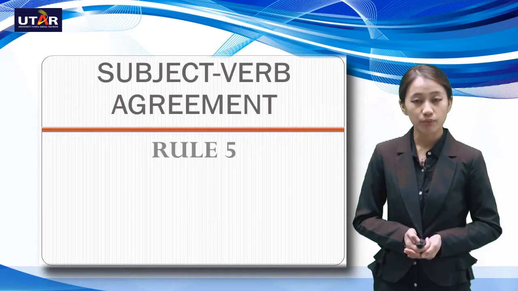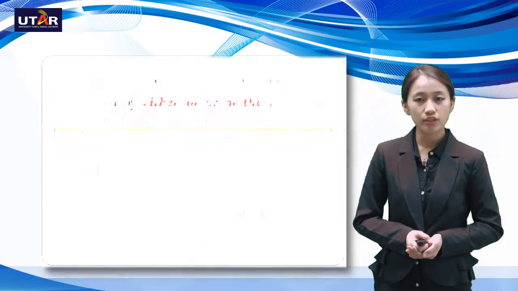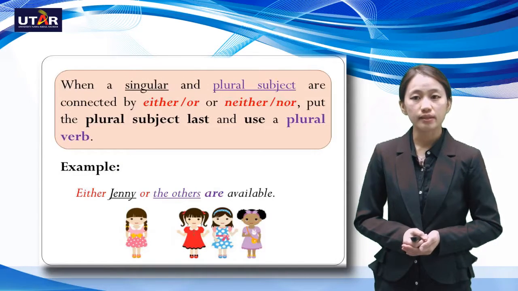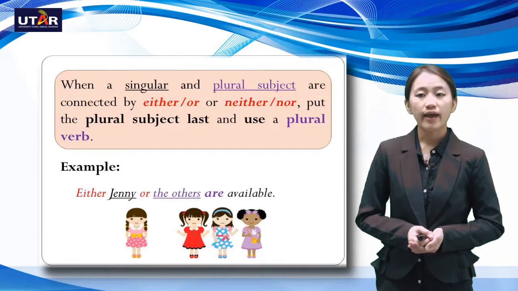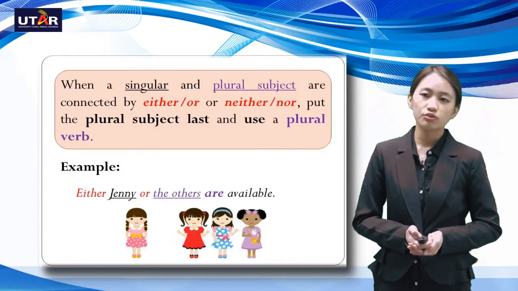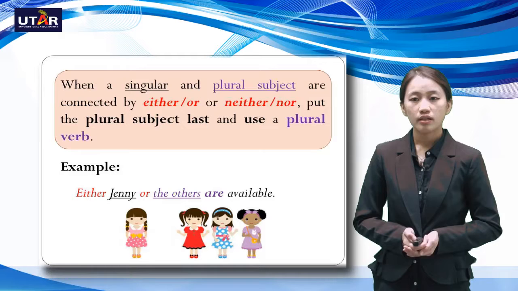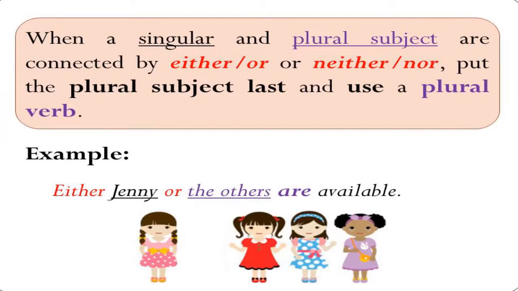Next, we will look into rule number 5. When a singular and plural subject are connected by either or neither nor, put the plural subject last and use a plural verb. So quite similar to your rule number 4. Let's look at the example here. Either Jenny or the others are available. So again, you have your singular, which is Jenny, or the others, which is plural. And of course, after plural subject must be followed by plural verb. In this case, are.